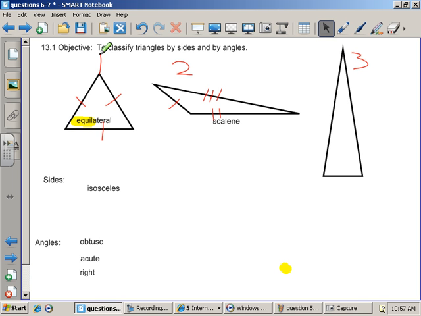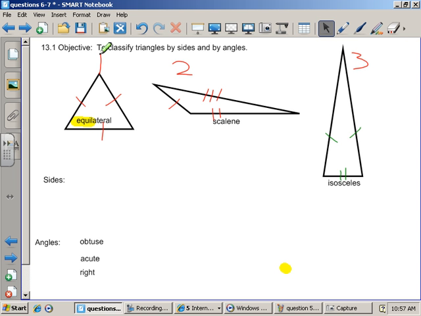My favorite triangle is called an isosceles. It's fun to say. Go ahead and try it. Isosceles. And in an isosceles triangle, two sides are the same and one side is different. That's an isosceles triangle. And that is how we classify triangles by sides.